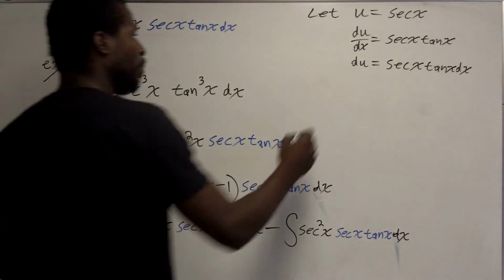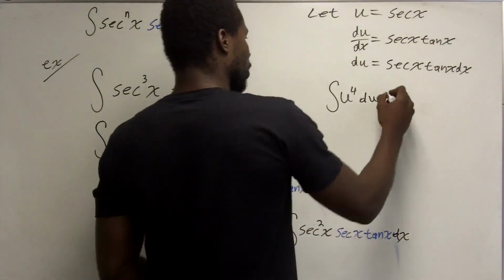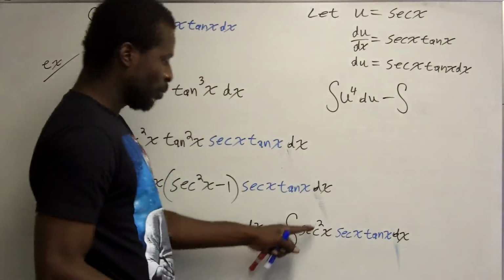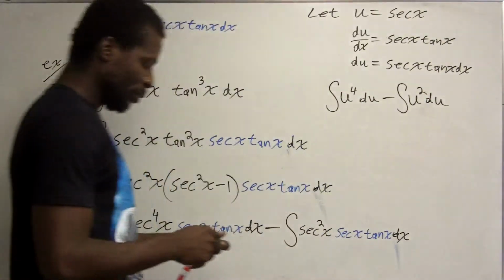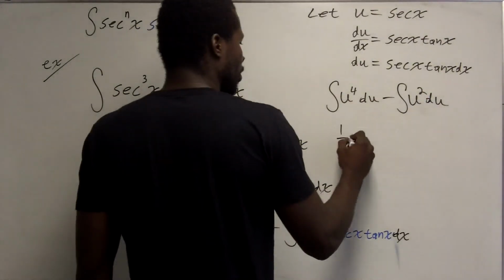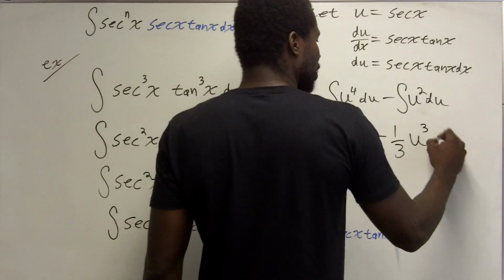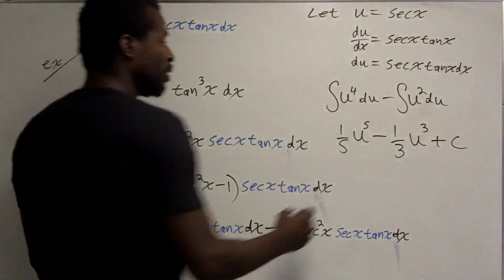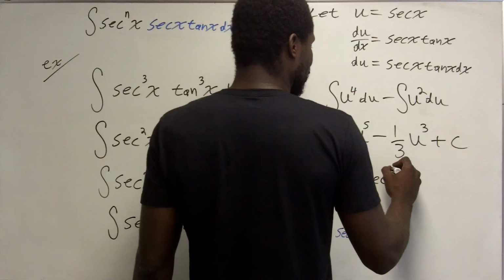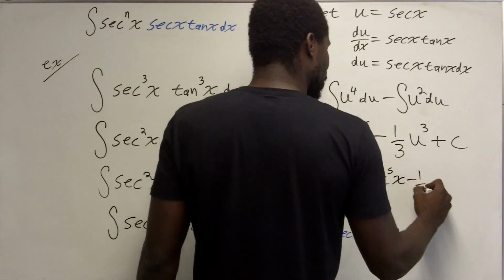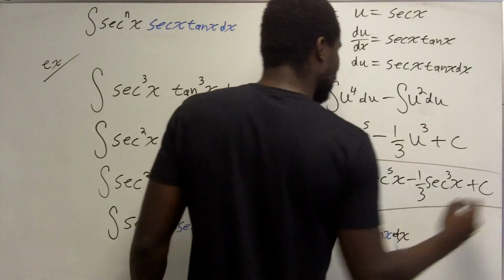This integral is the integral of u to the 4th power, and this all is du. For the second integral, minus, this is the integral of u to the 2nd power, u squared, and that all is du. So now I'm going to do the integral using the power rule. Let's see, this is 1/5 u to the 5th minus 1/3 u to the 3rd plus c. And then I just do my back substitution. So this is 1/5 times the secant to the 5th power of x minus 1/3 times the secant to the 3rd power of x plus c. And here is the final answer for that integral.